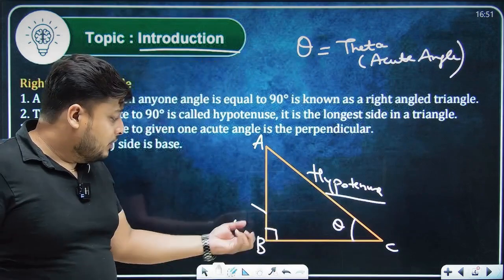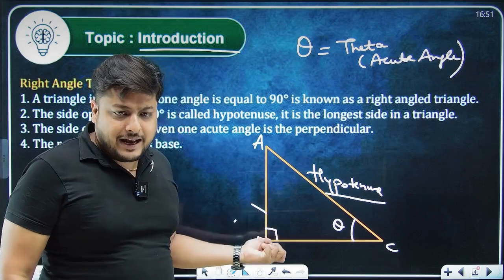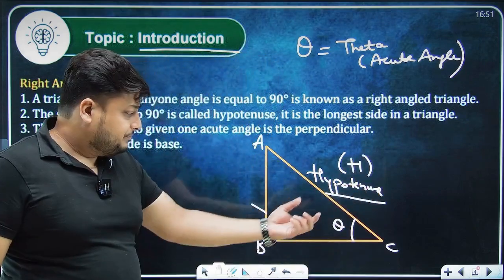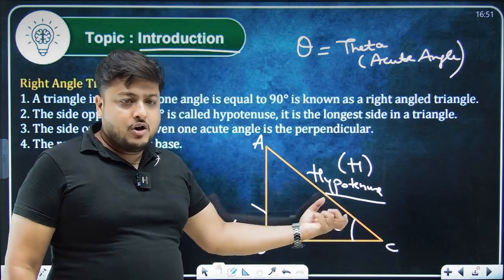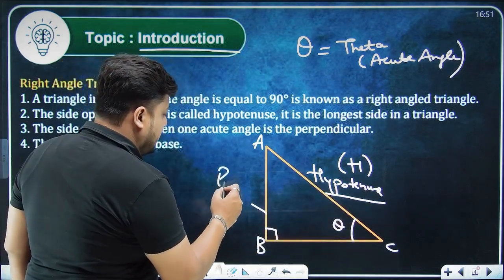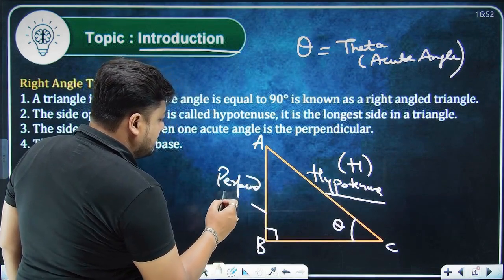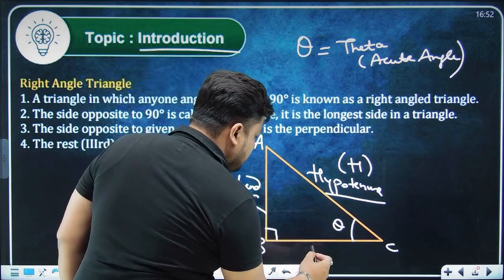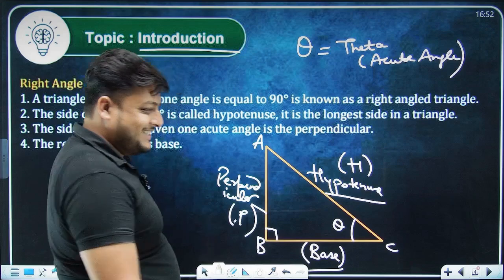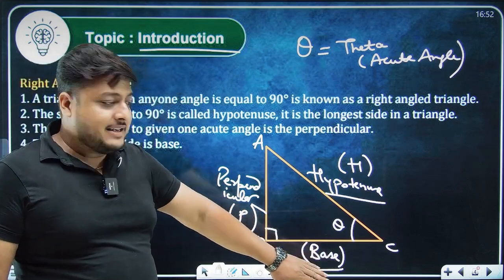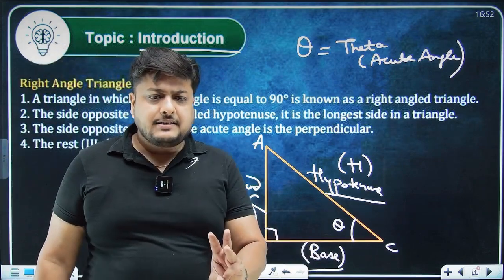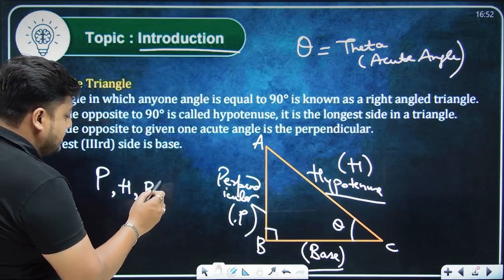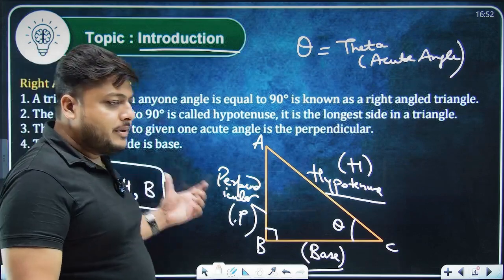I just taught you that the side opposite to the right angle is called the hypotenuse, denoted by H. The side opposite to theta, the given angle, is called the perpendicular, denoted by P. And the remaining third side is called the base, denoted by B. Got it? So three letters are used in this chapter: P is perpendicular, H is hypotenuse, and B is base.